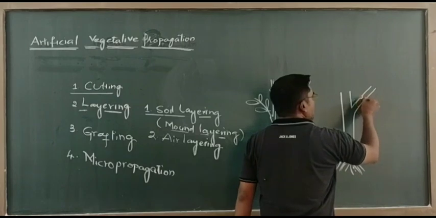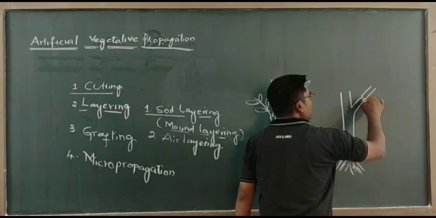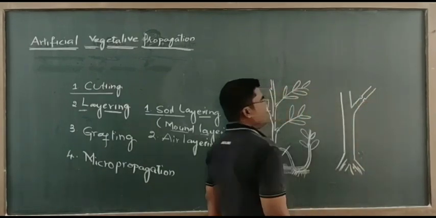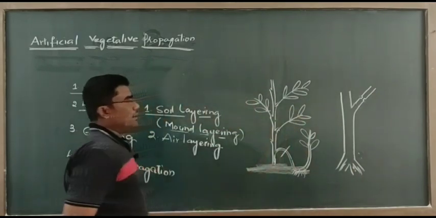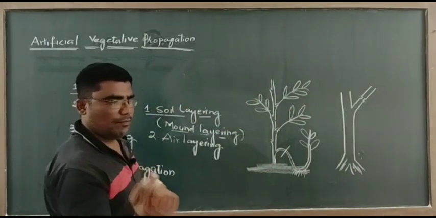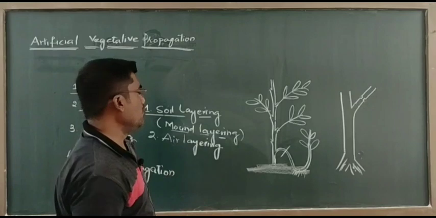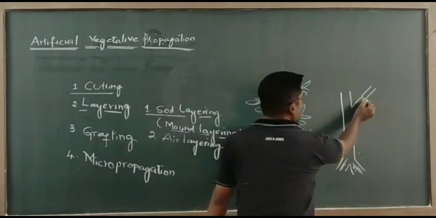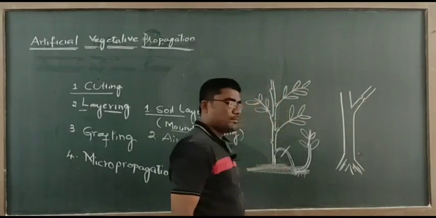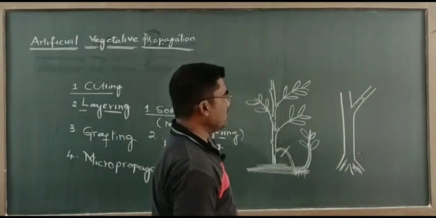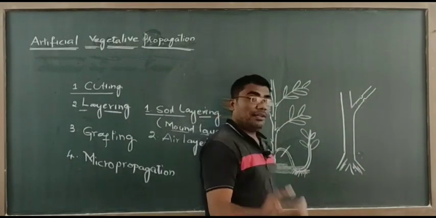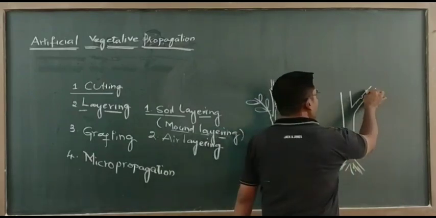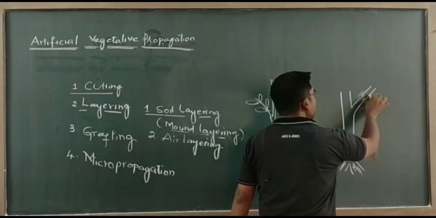in this branch, in a particular portion, decortication is performed. What is decortication? Removal of bark from a part of the stem in the form of a ring, in the form of a girdle, is said to be decortication. After this, the grafting clay is applied here.